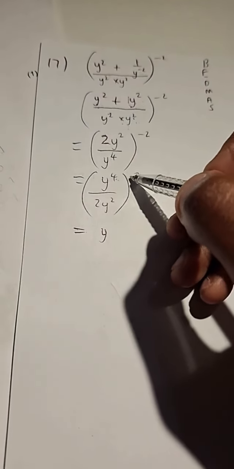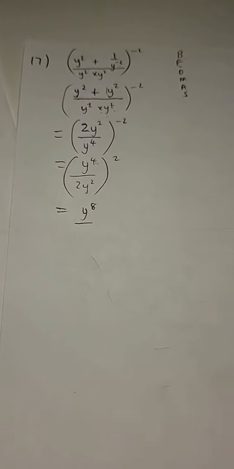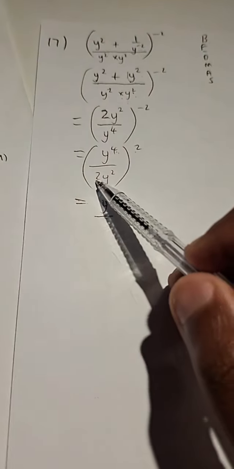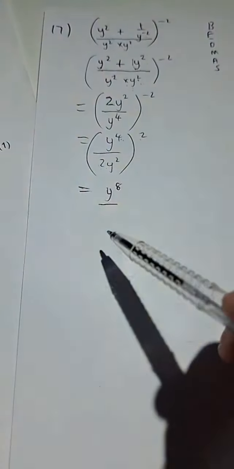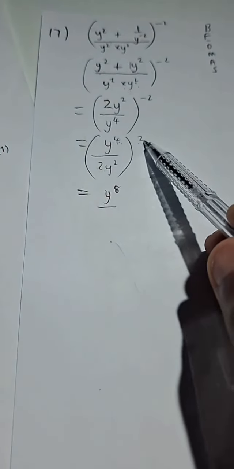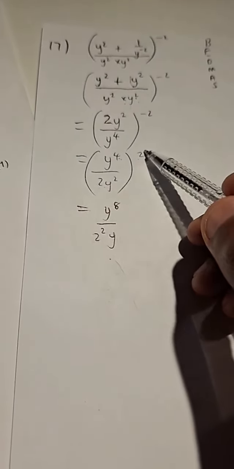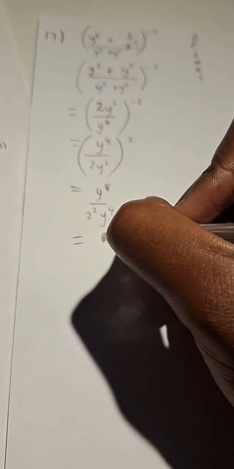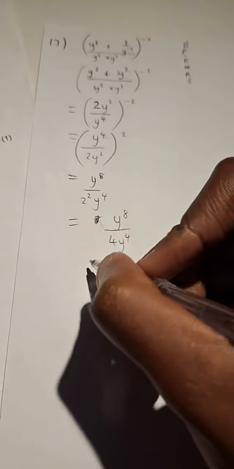What's y to the power 4? We multiply 4 times 2, that's y to the power 8. We apply the exponent in the denominator as well, to its sign, which is positive, and an even exponent on a positive sign remains positive. We apply the exponent 2 to the power 2, and y to the power 2 times 2 gives us 4. So we have y to the power 8 over 2 squared, which is 4y to the power 4.